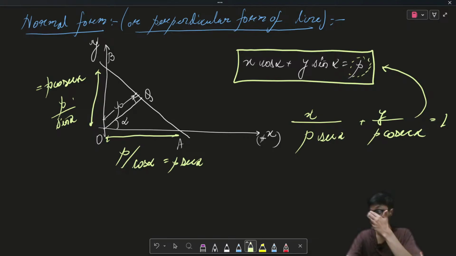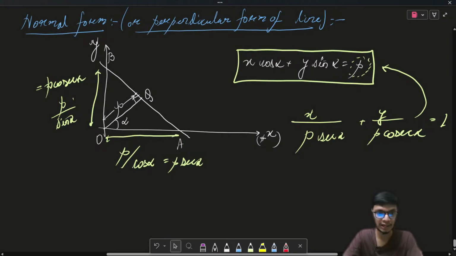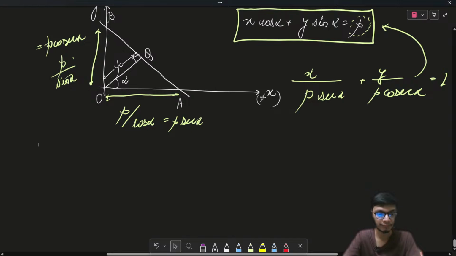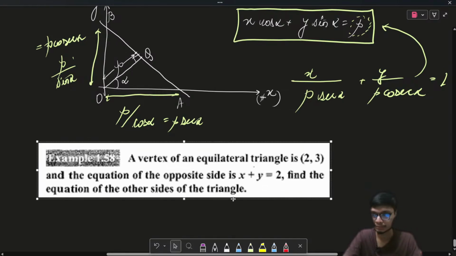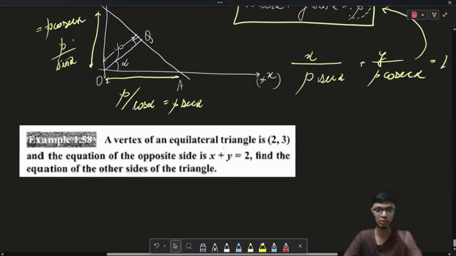Right. So let us try to solve some problems once this part is clear. So the question is here. Please try to solve this problem.